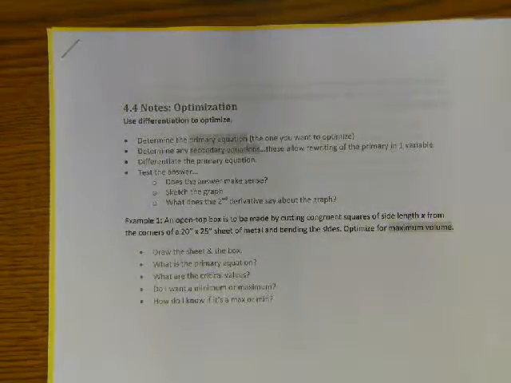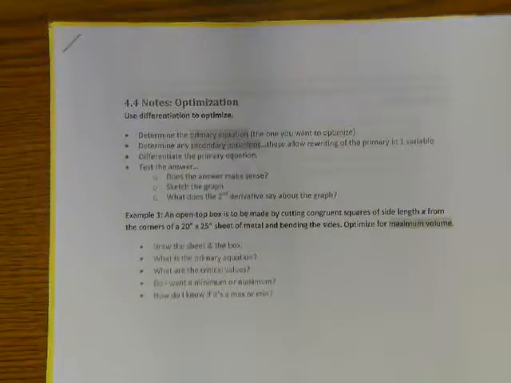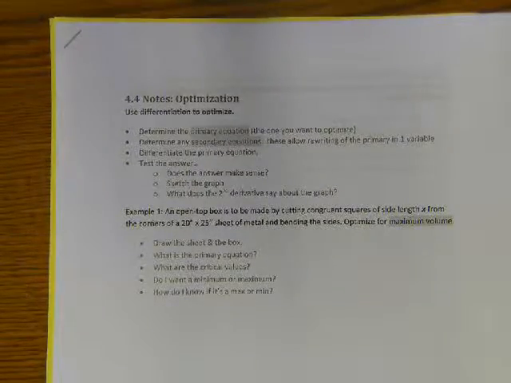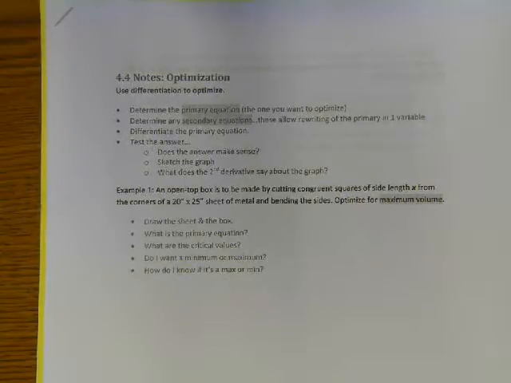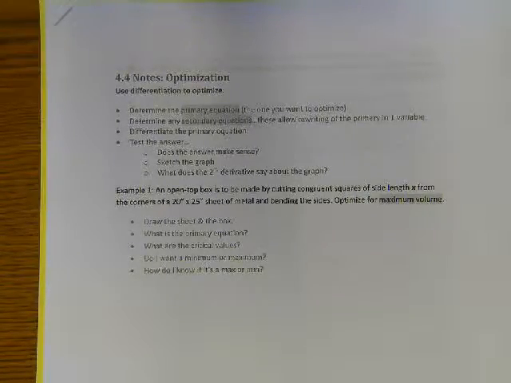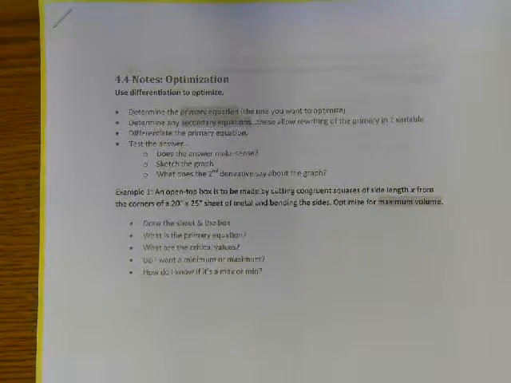Alright, so example 1. An open top box is to be made by cutting congruent squares of side length x from the corners of a 20 by 25 sheet of metal and bending the sides. We did this a lot in pre-calculus, actually. Optimize for maximum volume. Okay, so let's draw the sheet and the box first of all.